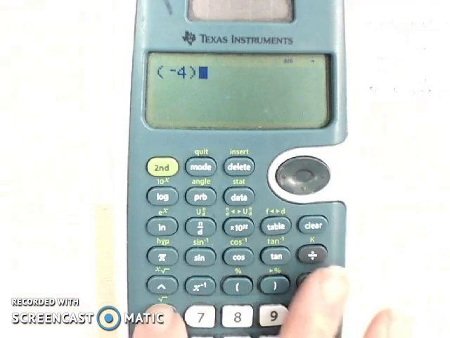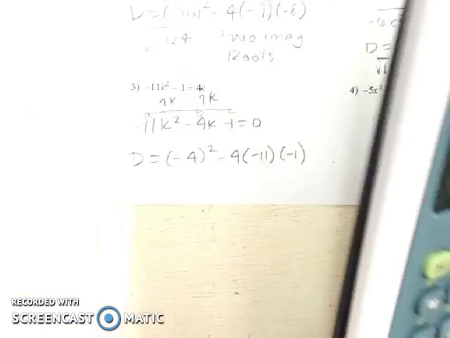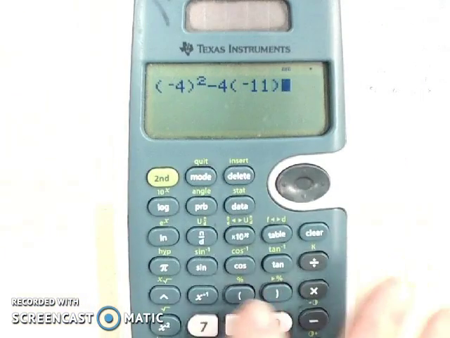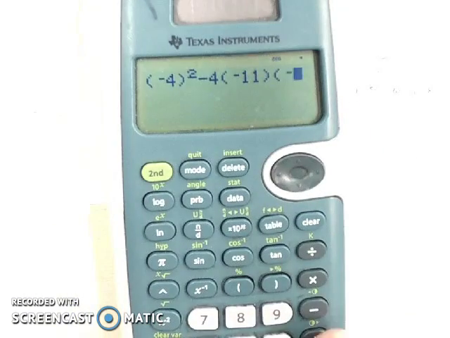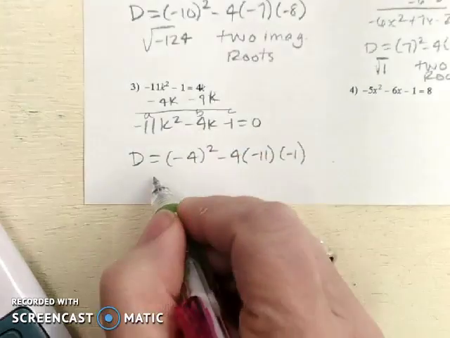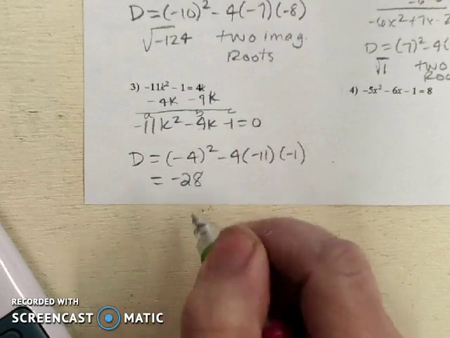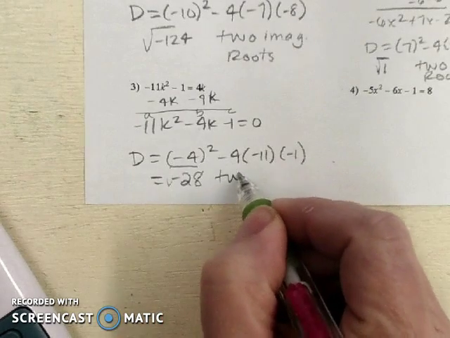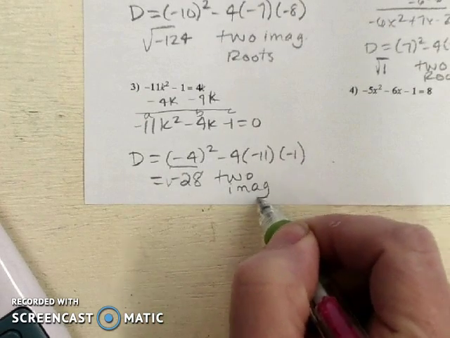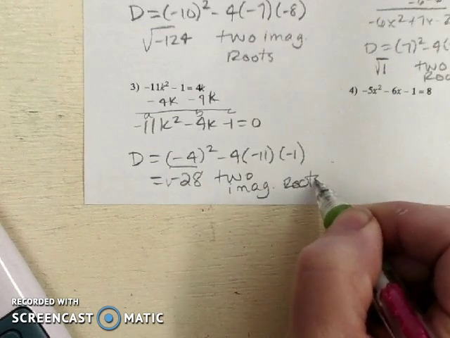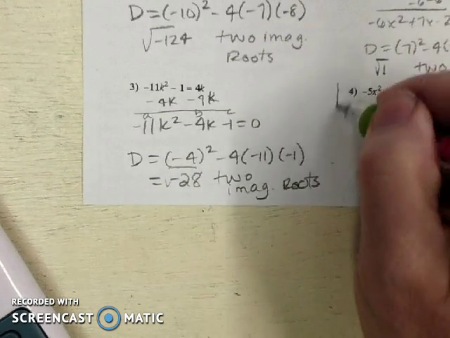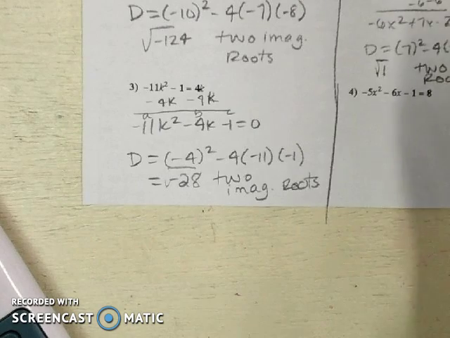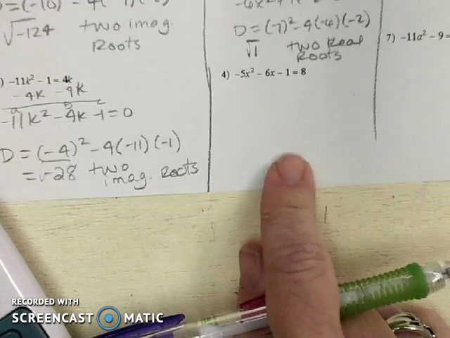B squared minus 4 times A times C gives me negative 28. So my discriminant is negative 28. That means I would be taking the square root of a negative number. That means I'm going to have 2 imaginary roots. That means I need to make sure there's an I in my answer. Okay? Number 4, not in standard form.